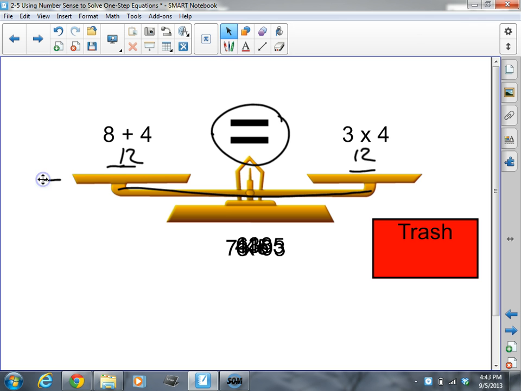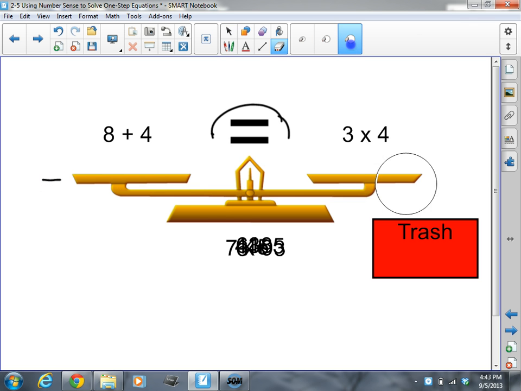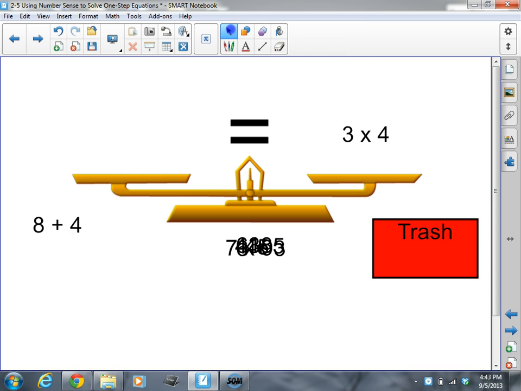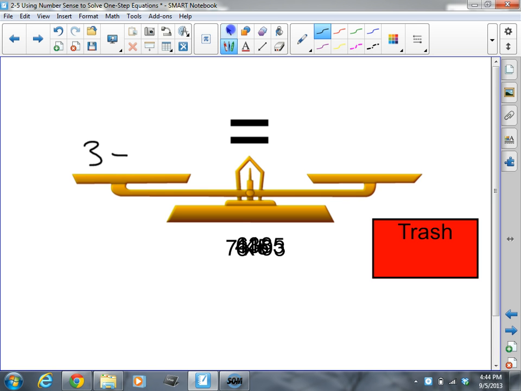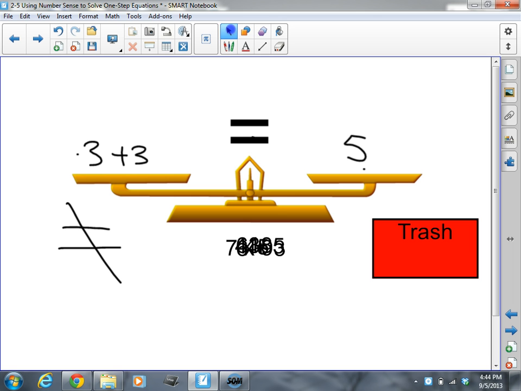That's a good thing. Now, if we were to change this up a little bit, erase all that. There we go. Remove this one, put that one in the trash. So now, what if I were to do this? 3 plus 3, and then 5. The question is, is 3 plus 3 equal to 5? Well, no, it's not, because 3 plus 3 is 6. So this is what we call non-equal or unequal. Remember, this is the symbol for unequal, a slash with the equal sign. This is what we call an unequal equation because it is not equal at all.